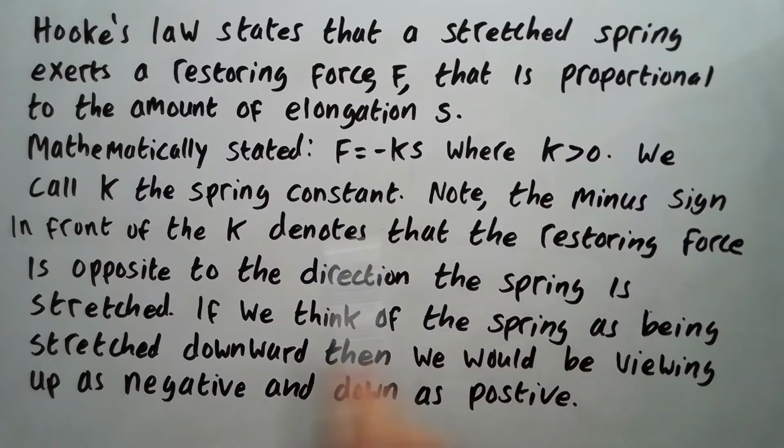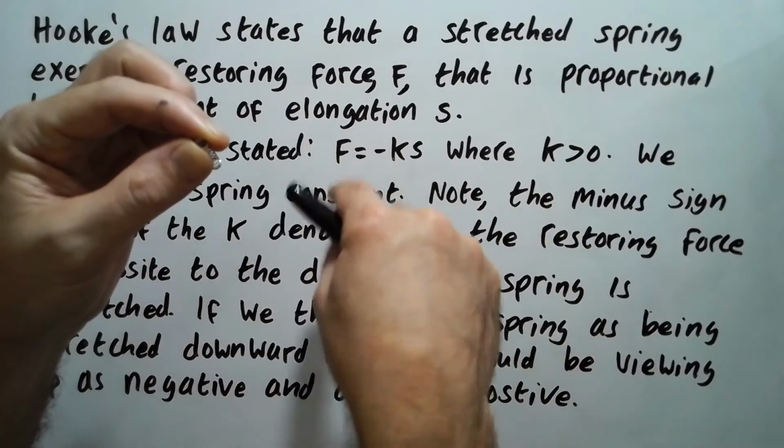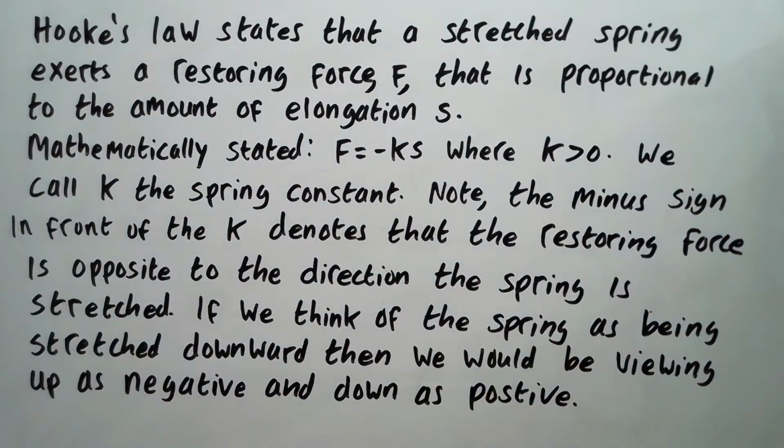Well, the minus sign in front of the K denotes that the restoring force is opposite to the direction the spring is stretched. So if we think of the spring as being stretched downward, then we'd be viewing up as negative and down as positive, so things would be switched around. And in all the questions we'll be doing, we'll be viewing the spring as being stretched downward, so up will be negative and down will be positive. Okay, so I'm out of space here, so let me erase a few things and we'll keep going.